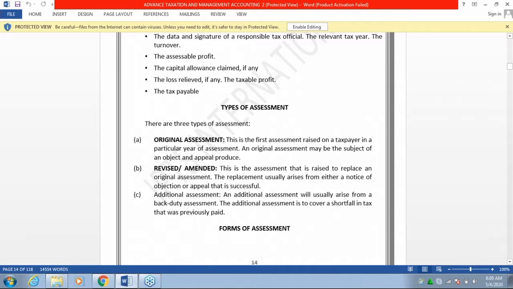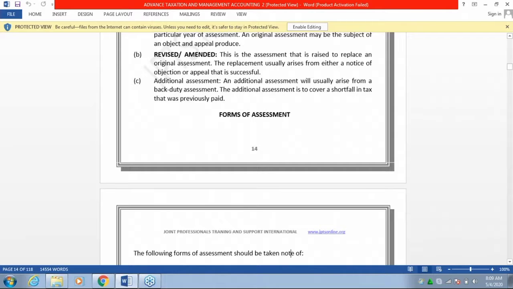Then we have the revised or amended assessment. So this is just a type of assessment that is raised to replace an original assessment. And the replacement usually comes from either a notice of objection or an appeal that is successful.